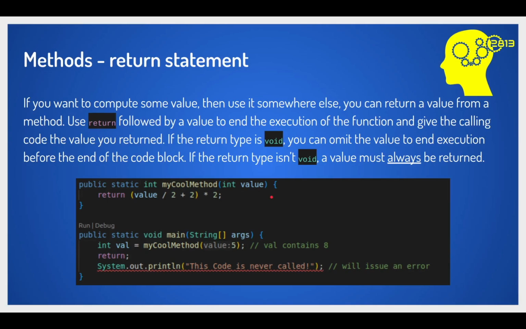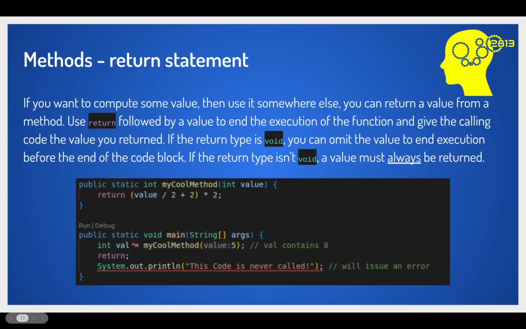And when the method finishes executing, the method that called it will result, when you call it, will result in the value that returned. For example, here, when you plug in 5 to this, you'll end up doing 5 divided by 2, which is 2, plus 2, which is 4, times 2, which is 8. So this will return the integer 8. So then the result of this will become 8, which here we just set into val.